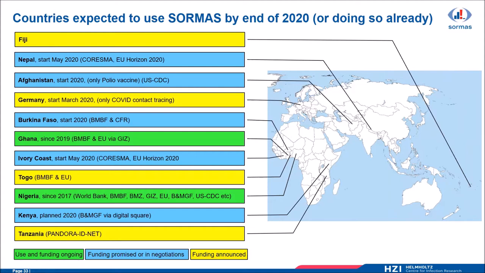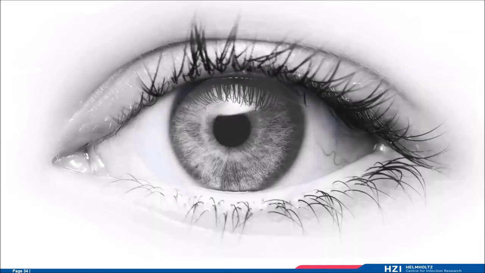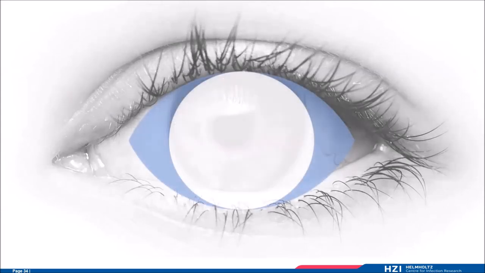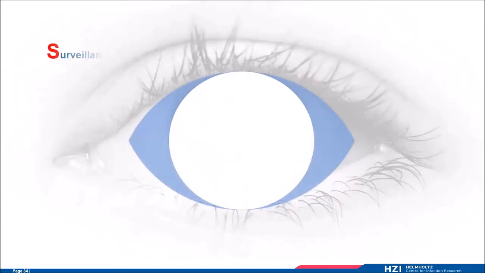But just to be happy to say that we have now deployed SORMAS in Nigeria, in Ghana, in Germany, and in Fiji, and these other countries are also coming on board. We're having several requests so far to use SORMAS for COVID-19, and many people are downloading it for their countries, which we see on GitHub to see how many people have downloaded it. So this is basically information about SORMAS.